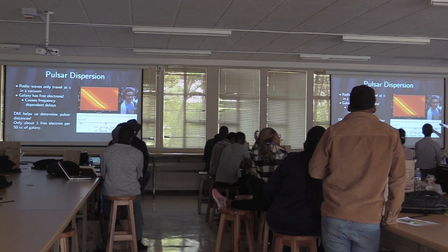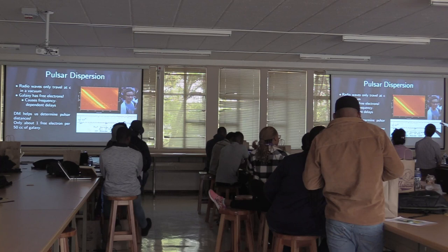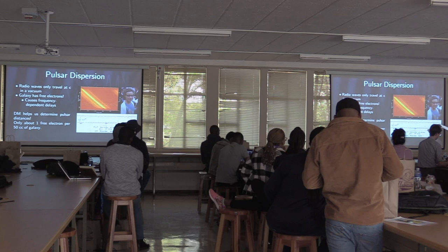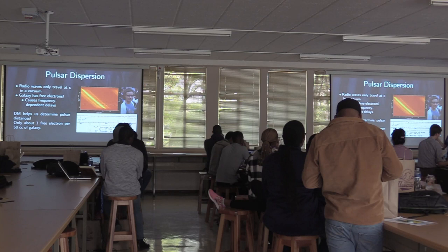So going from 550 MHz up to 1700, I think this is an observation of Parkes, the radio waves hit the telescope earliest at high frequencies, and then they sweep down to later times. And the slope of this is related to the number of free electrons between us and the pulsar. So you can actually use pulsars to count how many electrons there are between you and the source.